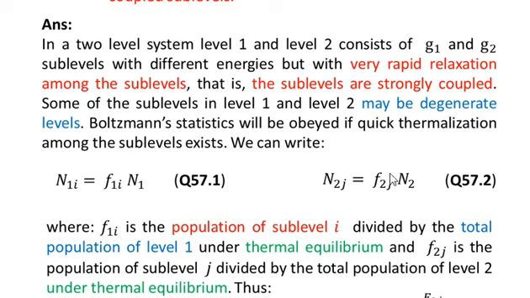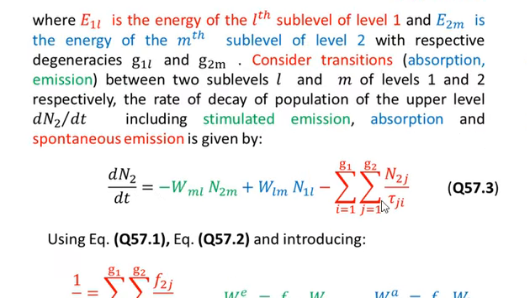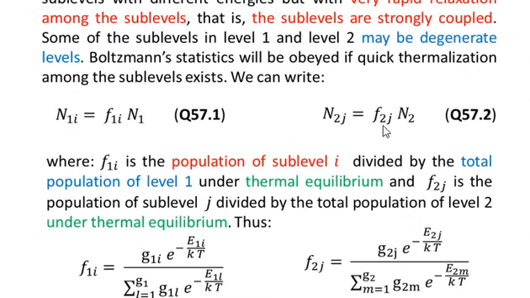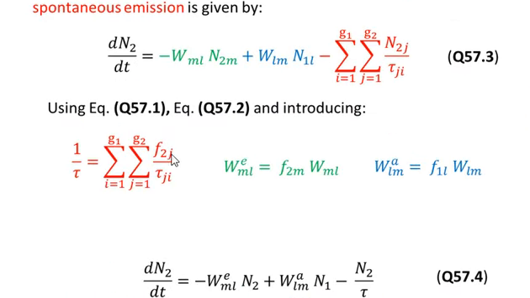You know that we can substitute f2j from equation number 2. So we can write f2j equal to n2j divided by n2. We have introduced f2j here because we are going to substitute n2j equal to f2j into n2. That's why we have written f2j with the term, and we are going to introduce 1 over tau. 1 over tau is the total rate of spontaneous emission due to all the sublevels present in level number 2 and all the sublevels present in level number 1. So this gives the overall spontaneous rate, 1 over tau, equal to the summation over i from 1 to g1 and summation over j from 1 to g2 of f2j over tau Ji.